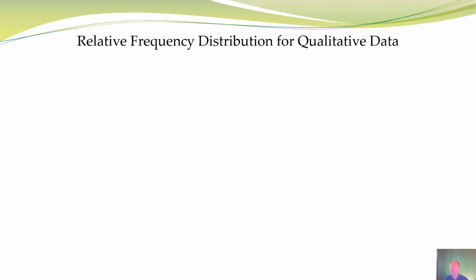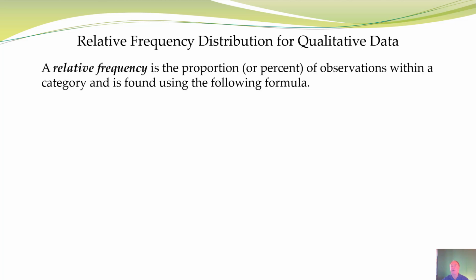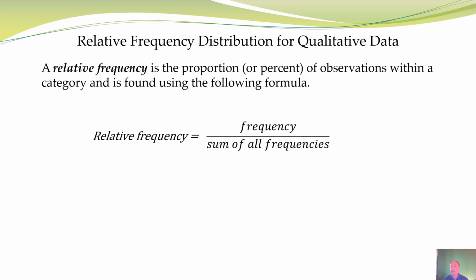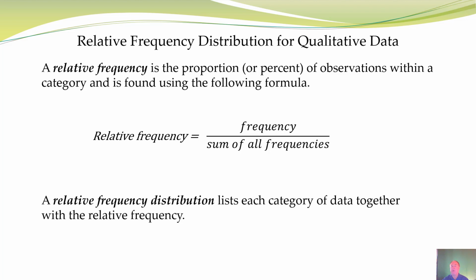Now, a relative frequency distribution for qualitative data. A relative frequency is a proportion or percent of observations within a category and is found using the following formula. Relative frequency equals frequency divided by sum of all frequencies. A relative frequency distribution lists each category of data together with the relative frequency.